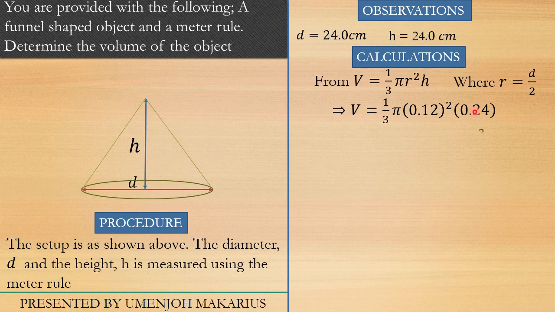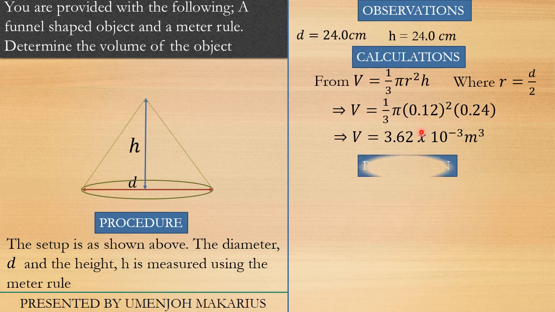So if we punch that, guys, we expect to see a value of V equal to 3.62 × 10^-3 meters cubed. Good. That is if I punch well. So guys, verify the answer to make sure I didn't make an error. So this is the value we should have.